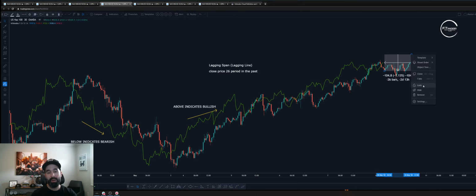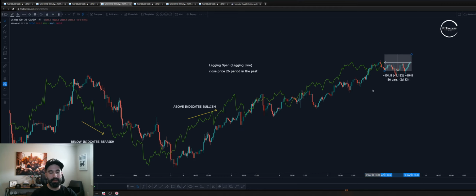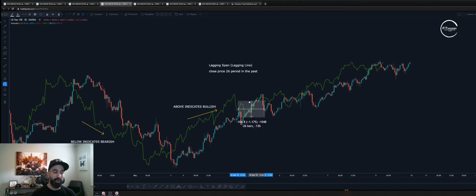Okay, so now, how do you use this? Oh, and I'm trying to delete this, and it's not letting me delete it, but we don't need it. How do you use this? If the lagging span is below the price action, it indicates a bearish trend. If the lagging span is above the price action, it indicates a bullish trend. Well, you're 26 periods in the past. So how do you determine this?